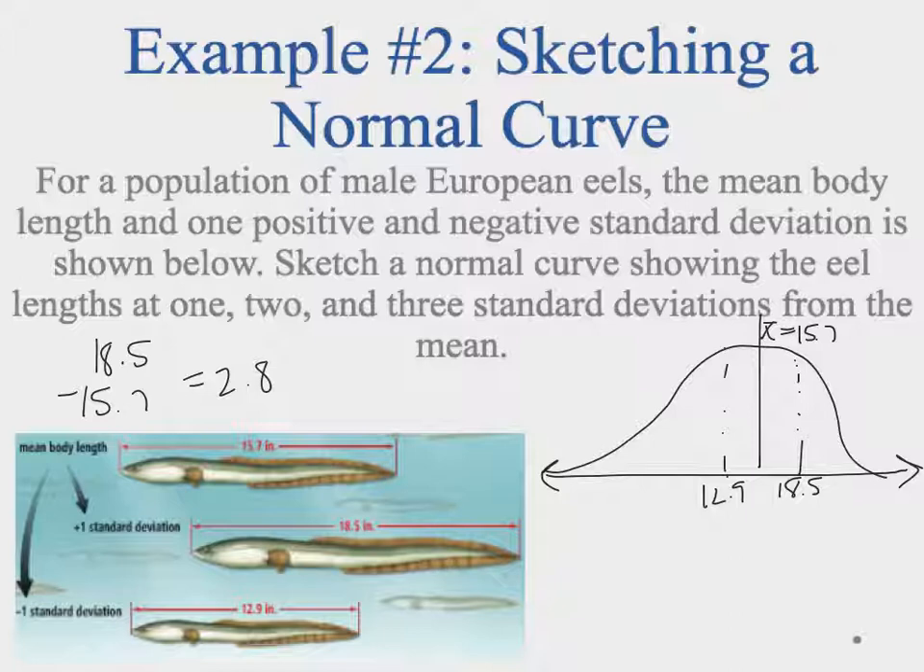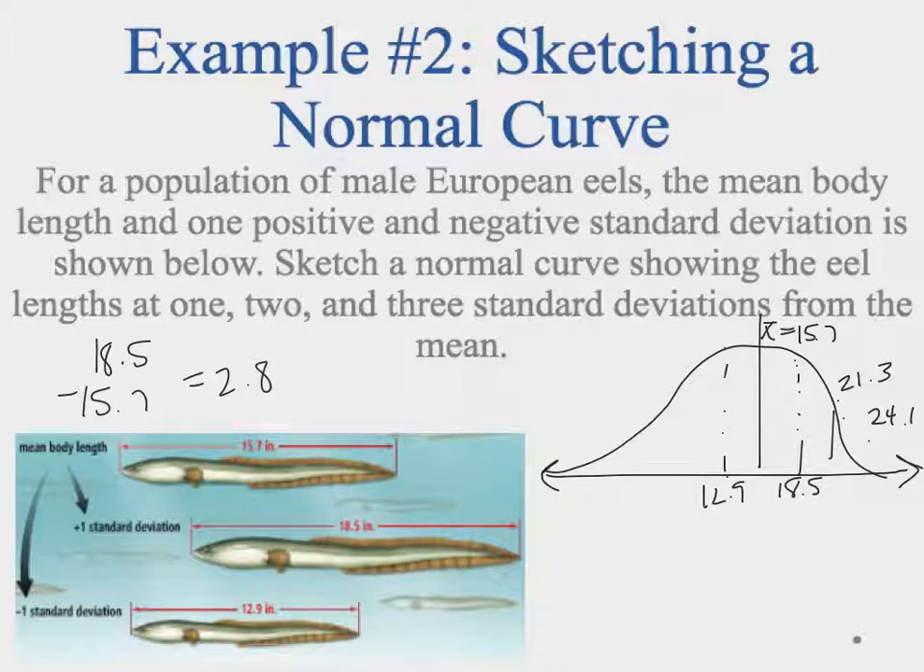So to find the second and the third, we'll just keep adding 2.8 to 18.5. So 18.5 plus 2.8 is going to give us 21.3. So that's for the second standard deviation. So 21.3. You guys should look a lot neater than mine. I'm just out of space. And then again, 21.3 plus 2.8, that would be 24.1.